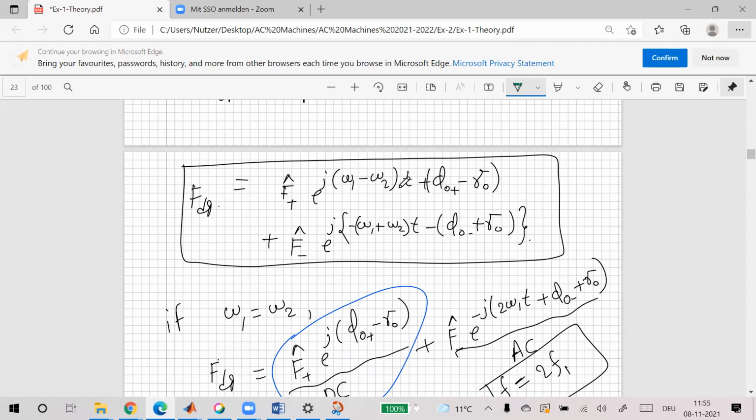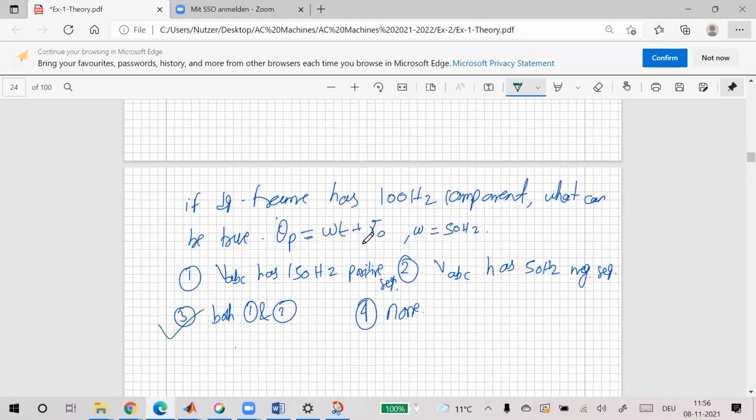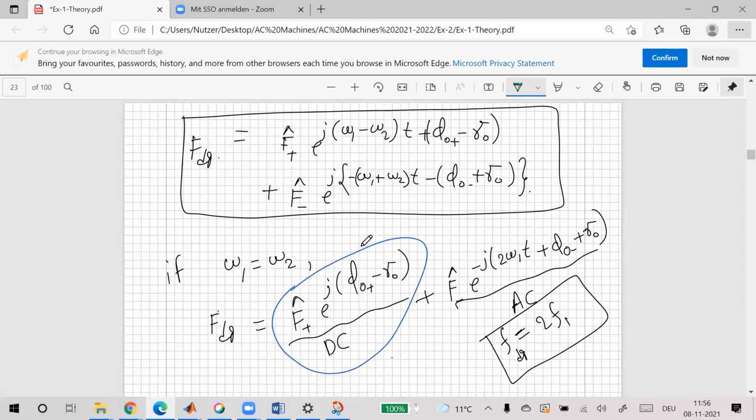If omega 1 and omega 2 are different, then you have some omega, and that omega is your AC. When you have omega, it means AC. If the difference is 0, you have DC, because there is no omega. For DC, omega is 0. Okay, cool. So for only the positive sequence, can I have DC?